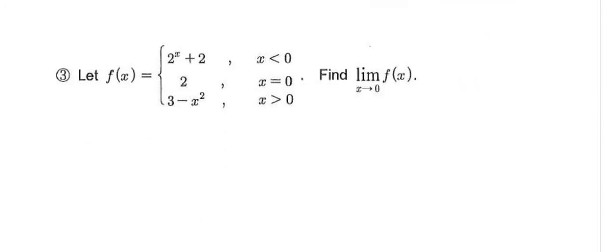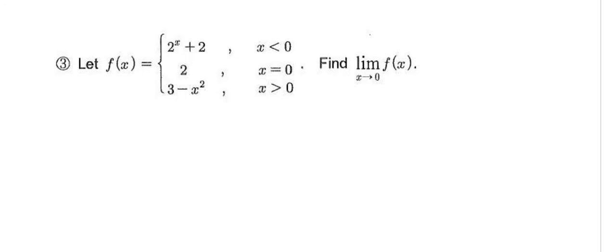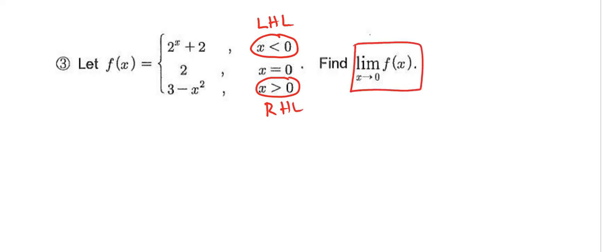Alright, so another piecewise function. Now that I've done a few of these questions, what I can do right away is if I see this part right here, I know this is going to represent the left-hand limit, and I know this part right here is going to represent the right-hand limit. So I can speed up the problem now, because if I want to evaluate this limit as x approaches 0, I need to look at the limit as x approaches 0 from the left-hand side and the right-hand side.